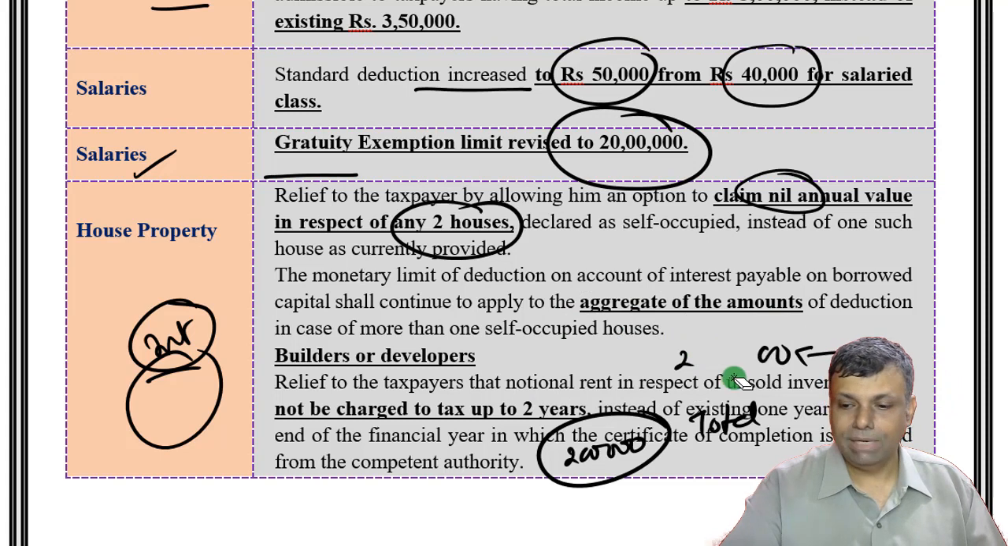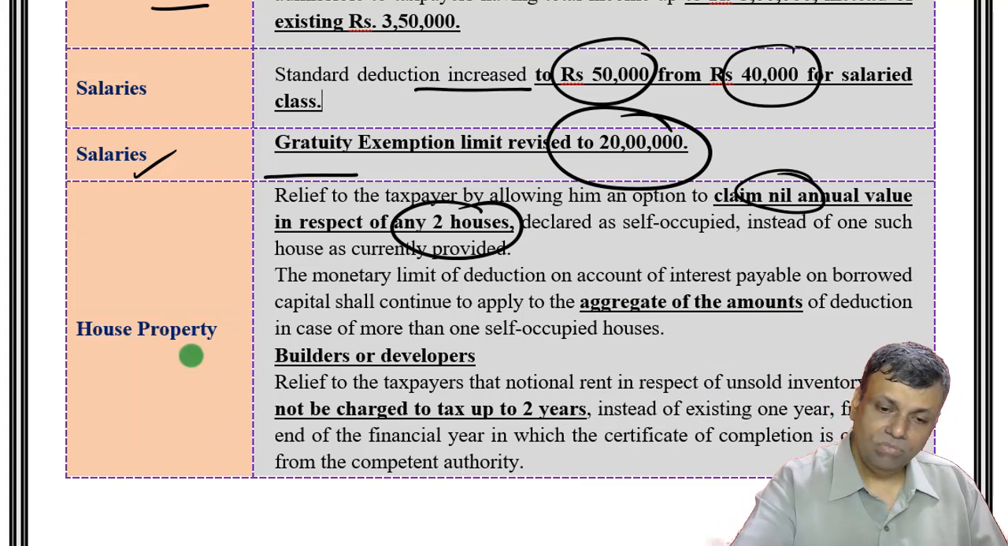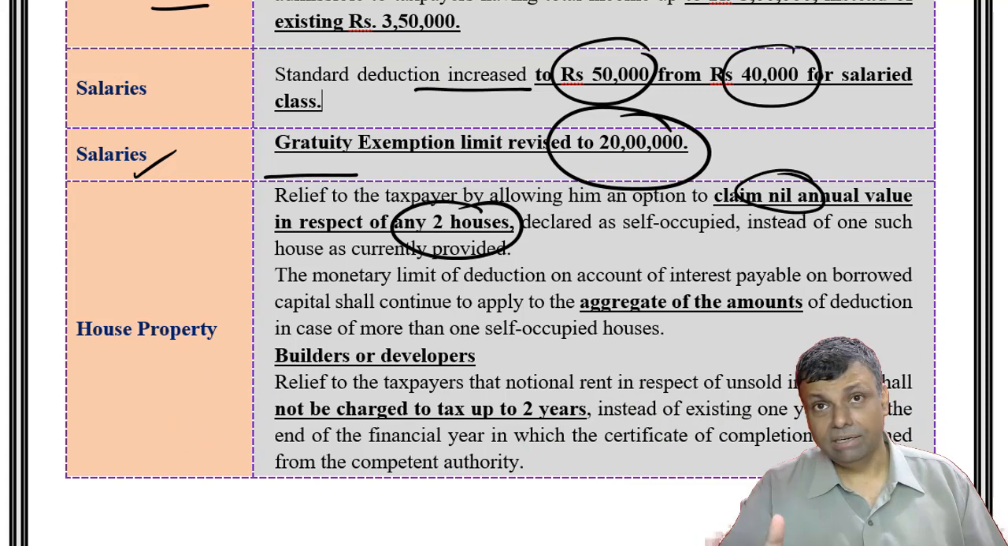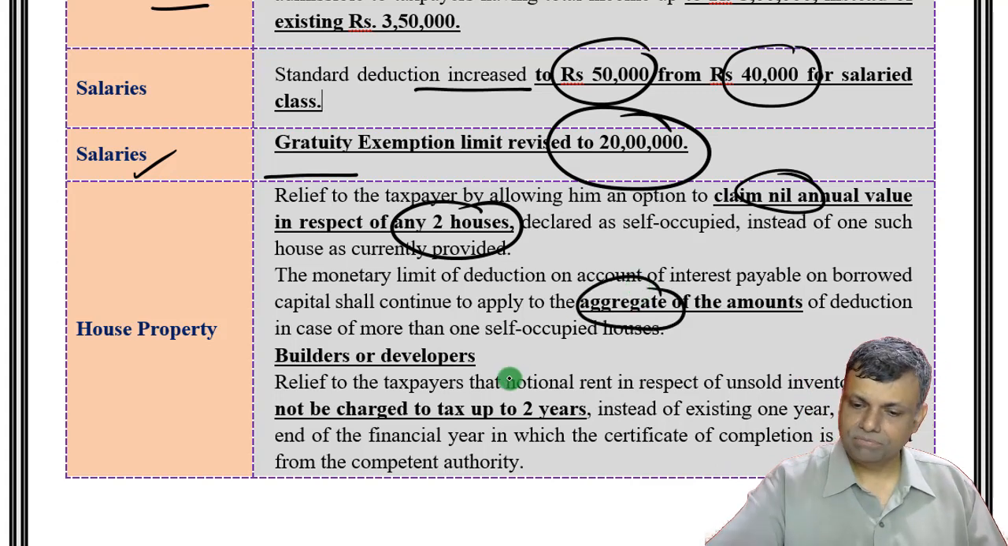But let me remind you once again that this particular limit is only with respect to interest on SOP. Okay, and for that this particular point is covered. So this is all interest only on the aggregate figure.